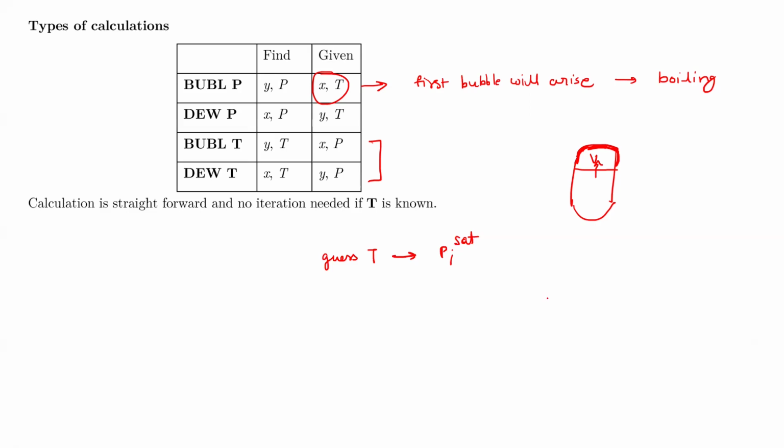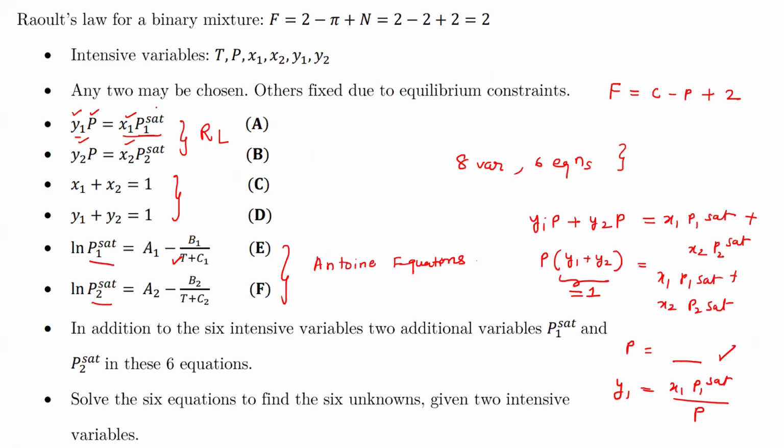So I will find Pi sat. Now I will insert this Pi sat in Raoult's law. In Raoult's law, what do we have? Now I know Pi sat from the guess temperature. X and P I know. Now I will find Y1 and Y2.